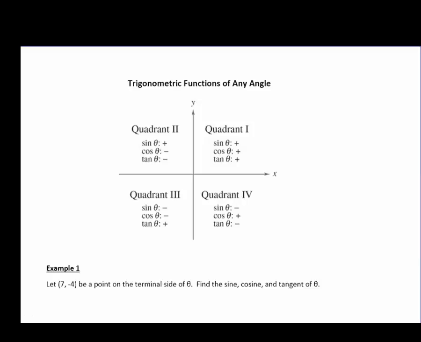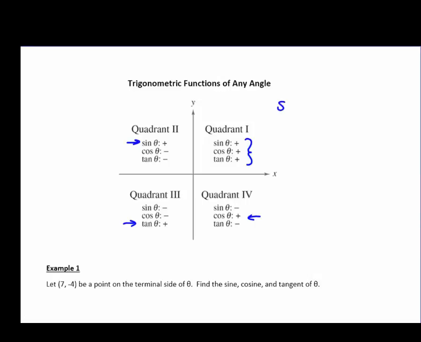So we can take the trig functions of any angle on the coordinate plane. If we take a look at the quadrants, in quadrant 1, all three of our original trig functions are positive. In quadrant 2, sine is the only one that's positive. In quadrant 3, only tangent is positive. And in quadrant 4, only cosine is positive.